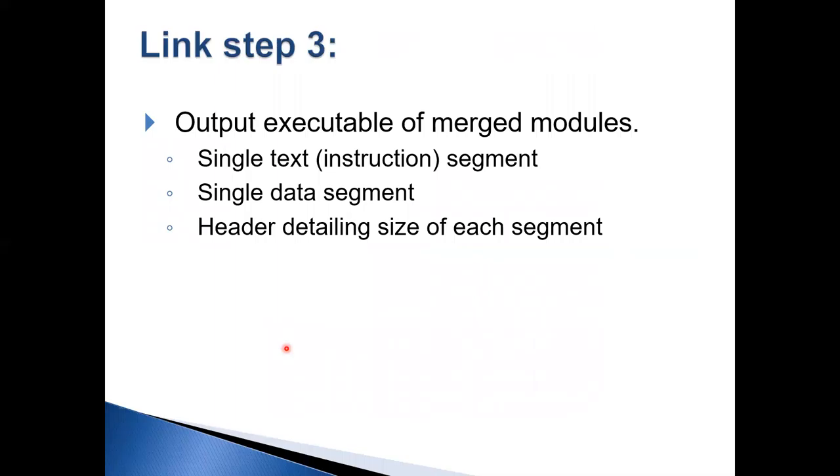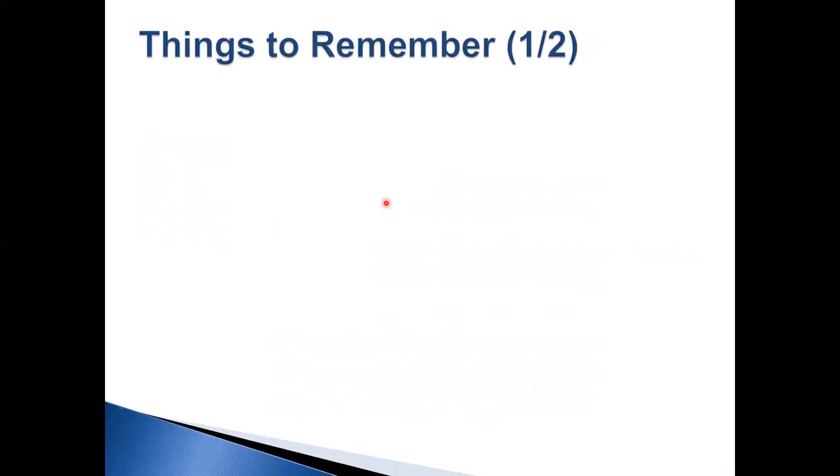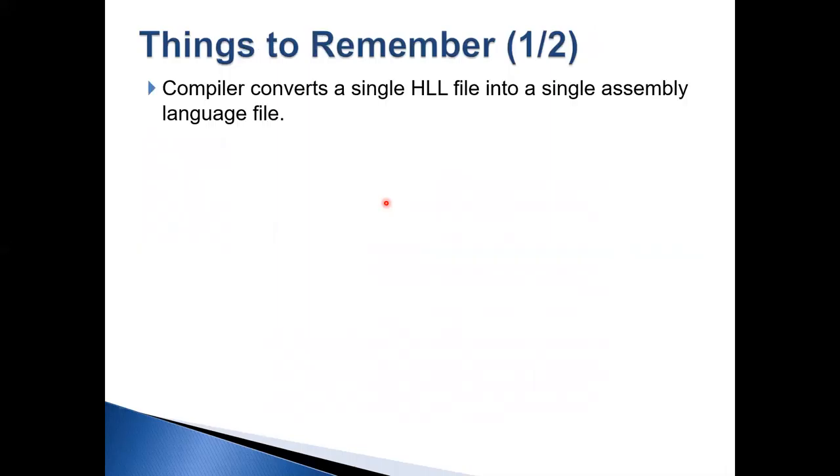Right, so now the output will be the complete executable. Okay, and again, this example is just a simplified version of the real deal, to just illustrate the idea of converting from C to executable. Okay, so things to remember: a compiler converts a single high-level file into a single assembly language file. So that's all. Input is a C file, output would be an assembly file.